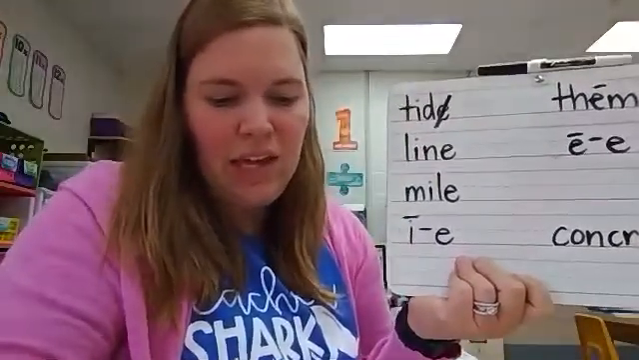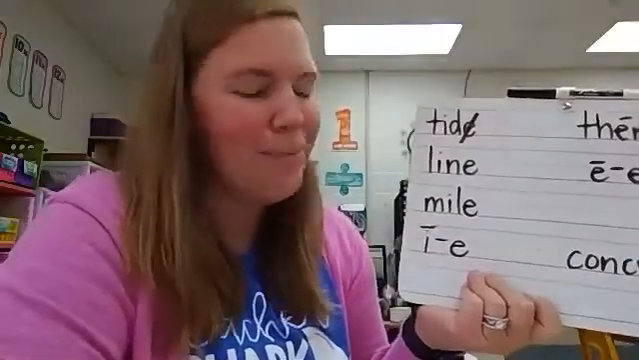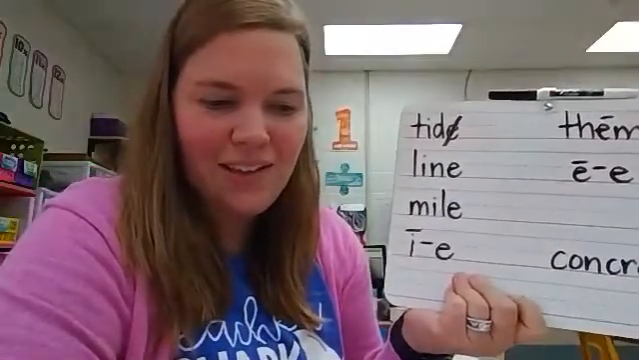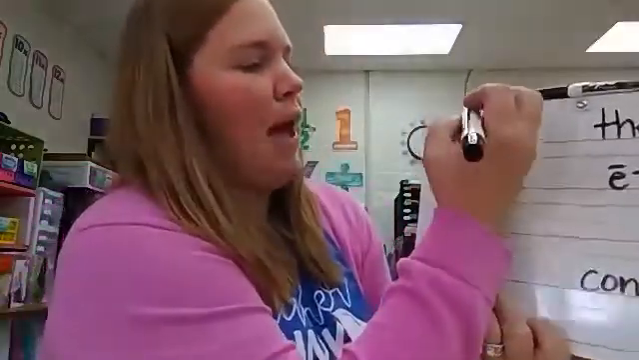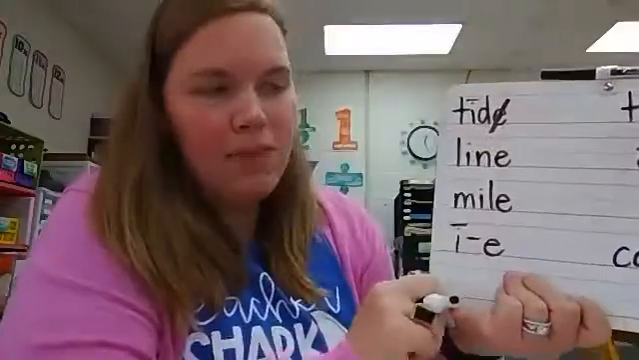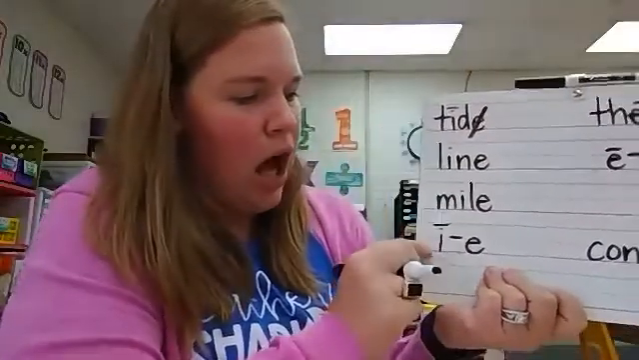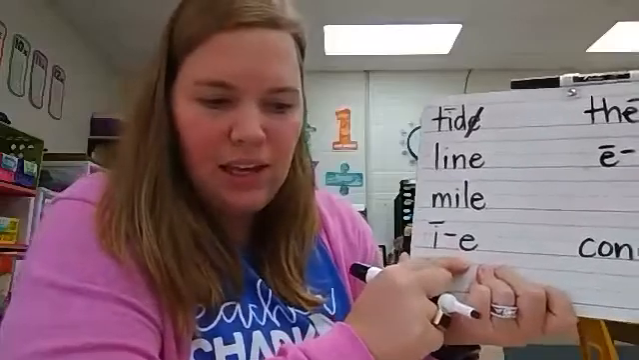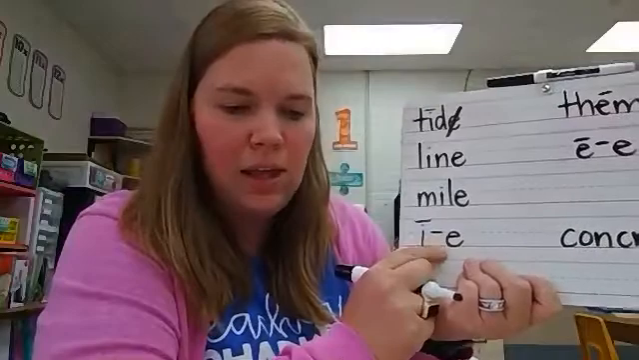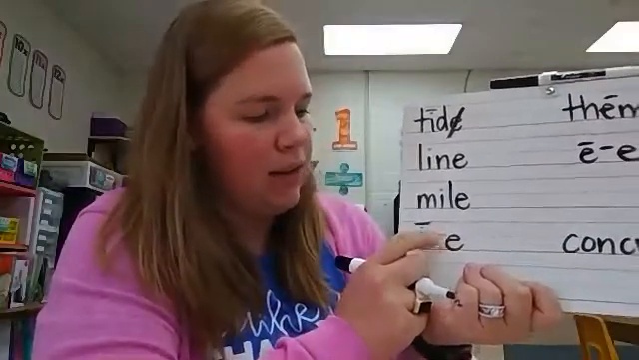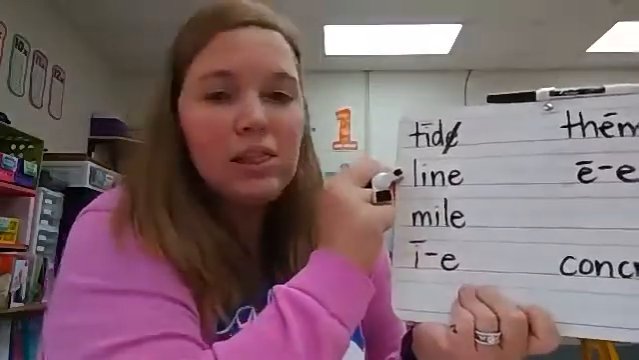What does the sneaky E do to the I? Oh yeah, it sneaks behind and it scares it into saying I. It's long I sound. We're going to put a macron above the I. Tide. I consonant E. Whenever I is followed by any consonant and silent E, we call it I consonant E. This is any consonant sound, okay? So let's look at line.